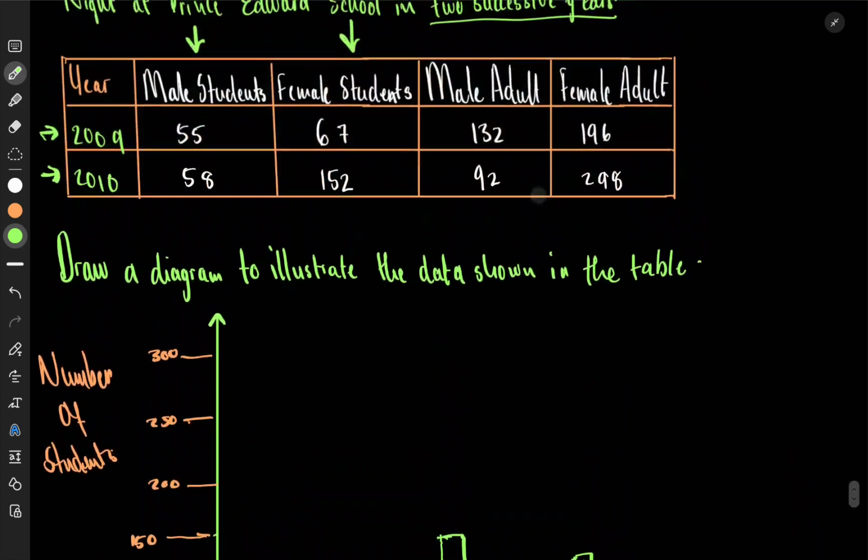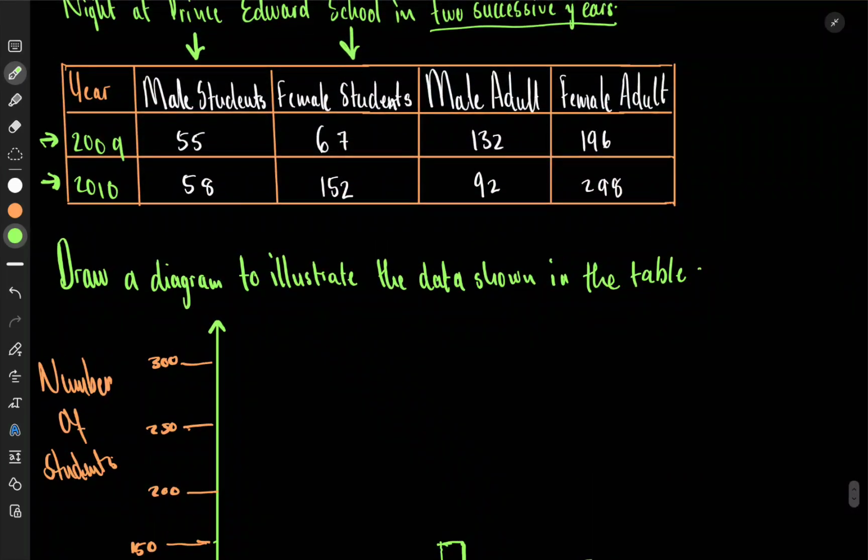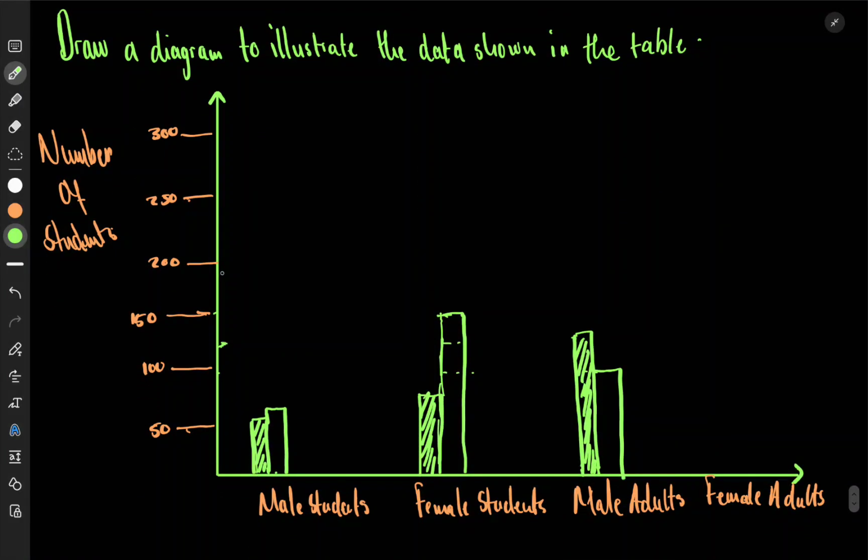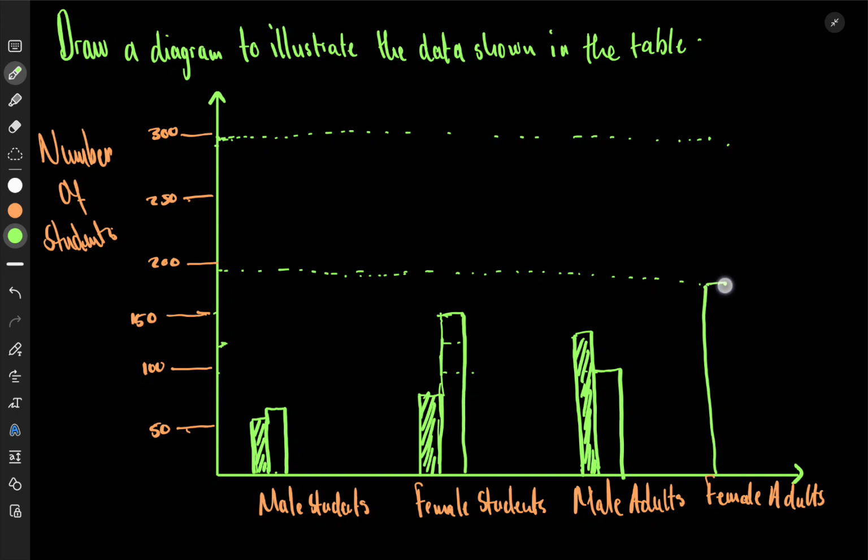Now the last thing will be female adults. So you'd have your female adults 196 and 298. 196 is just below 200. Like this. And then 298 is just below 300. Like this, just below 300. Almost at 300. Just below. So here are the values. So for female, I'll put this one like this. Okay. Then I'll make the other one go all the way up like that.